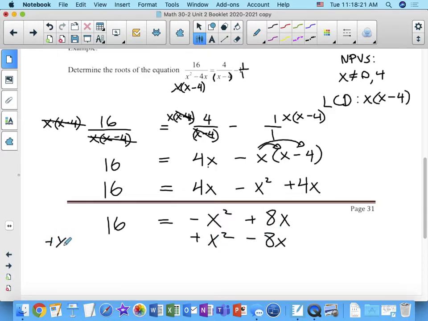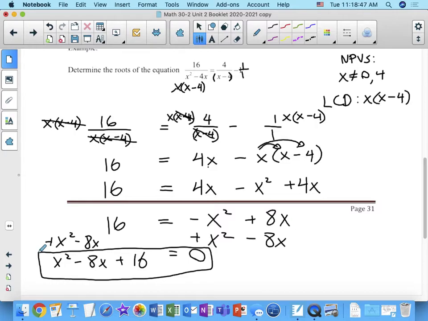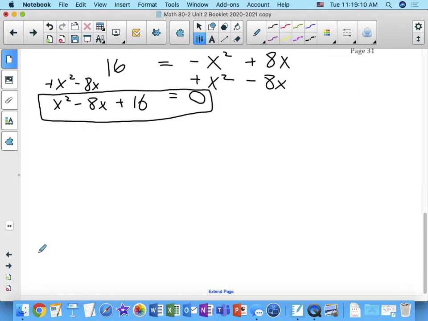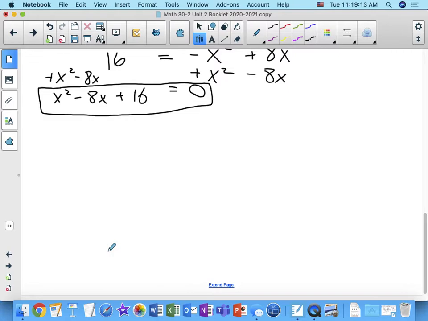Okay, so plus x squared minus 8x. So my next line is going to be x squared minus 8x plus 16 equals 0. Okay? There we go. And some of you that are strong in factoring will be able to see that you can factor this. And I think that's actually why I do make the x squared term positive. You can certainly factor with it being negative, but I don't know. That's just old habits die. What's the saying? Old habits die hard. Yeah.